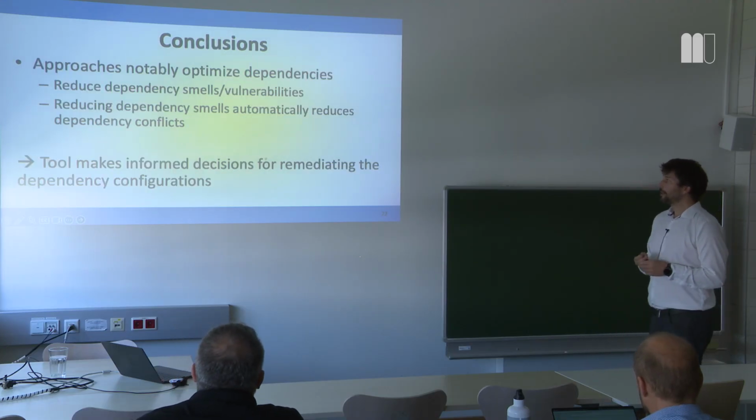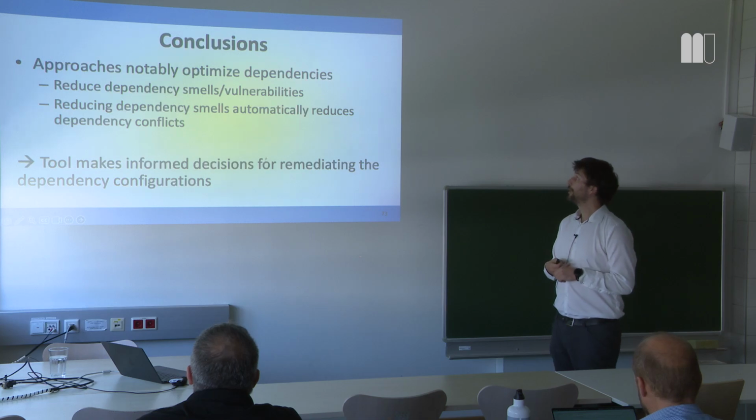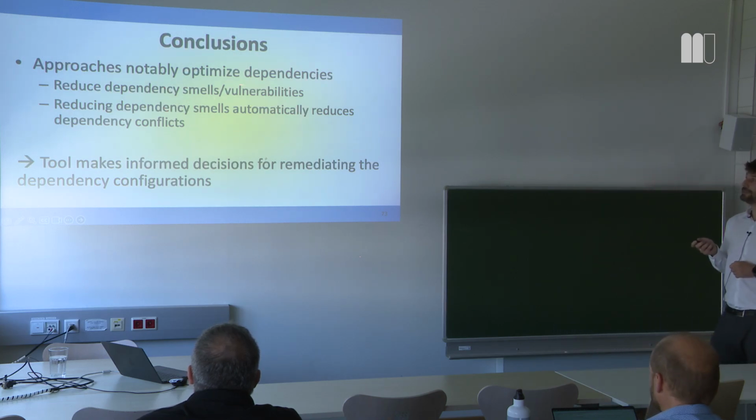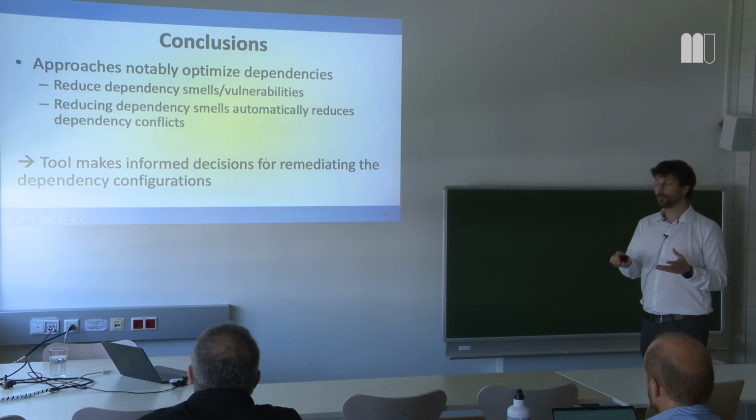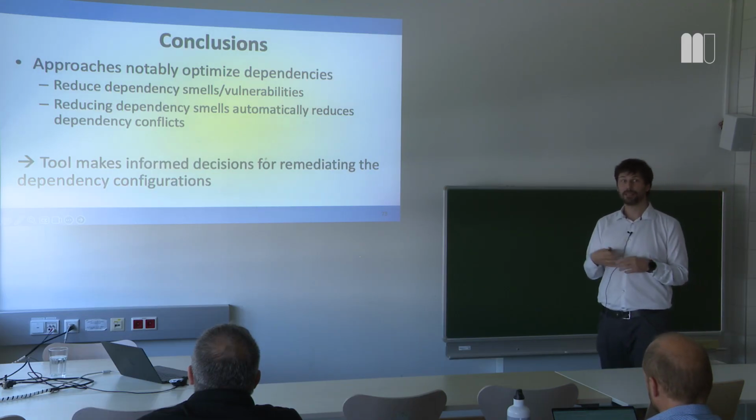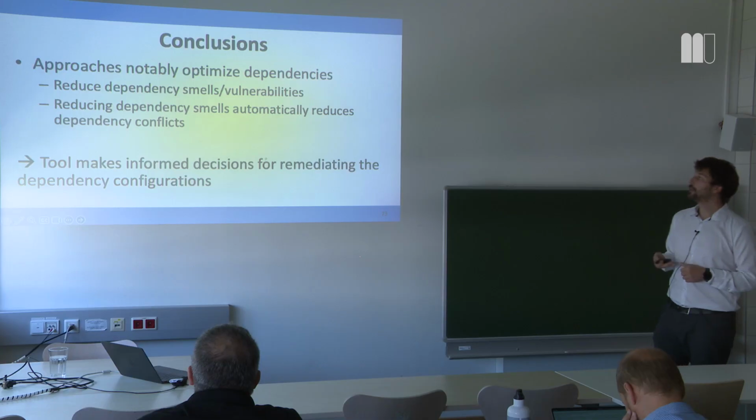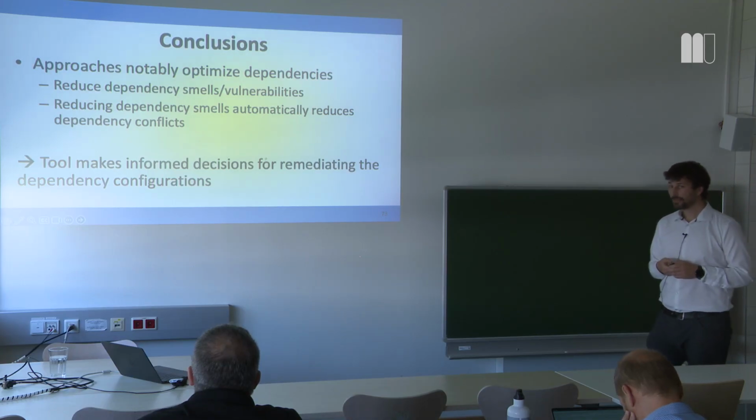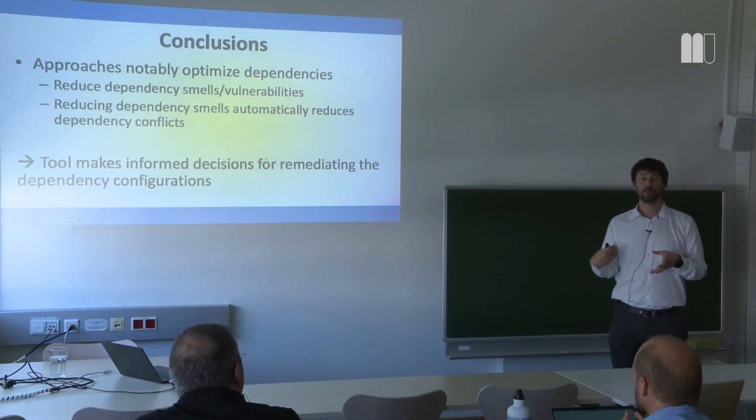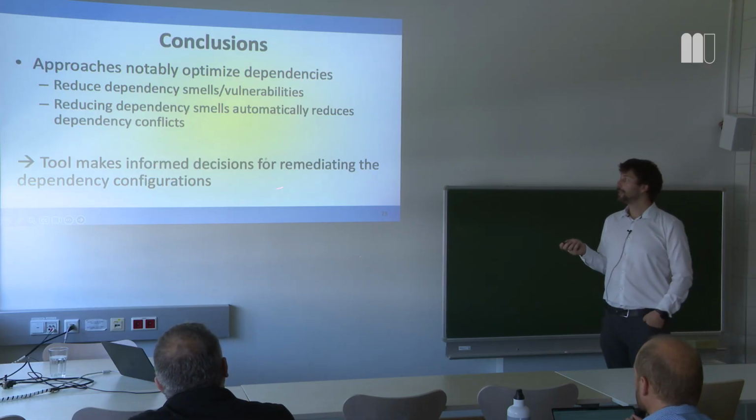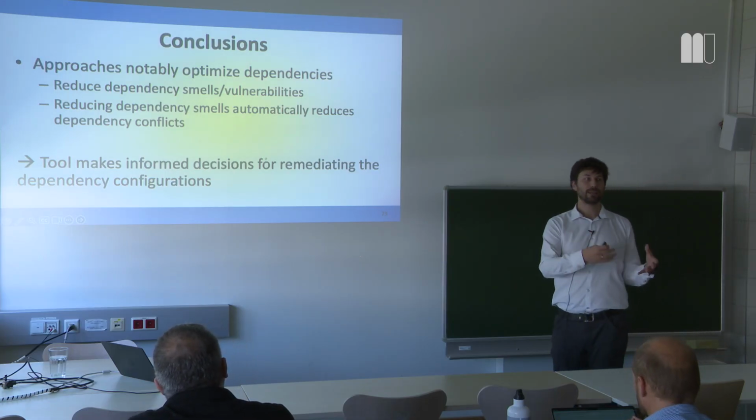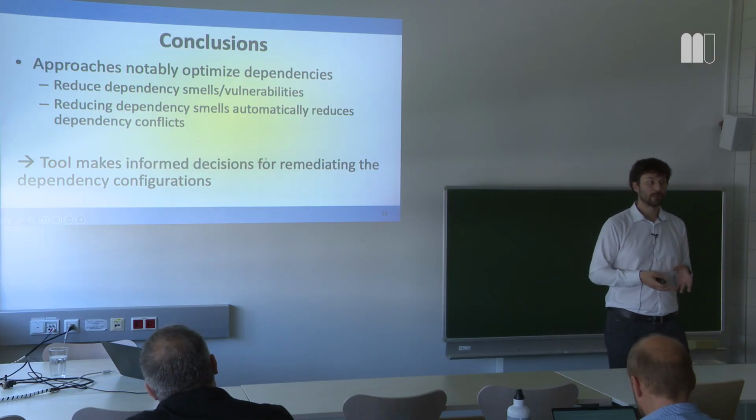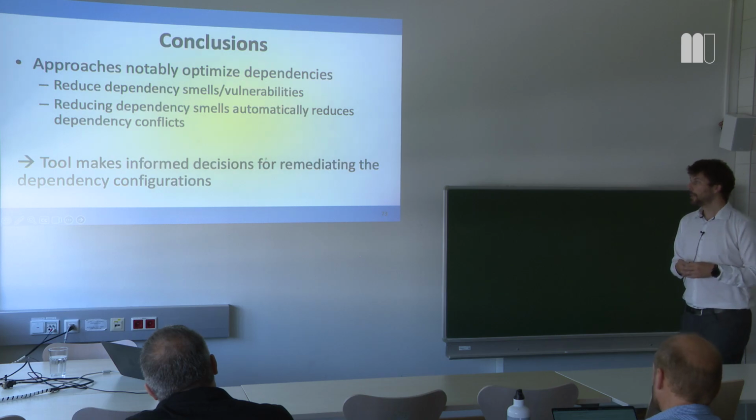So to conclude this part of my habilitation work, all of the approaches that we now saw notably optimize the dependencies in one or the other way. One approach does highlight all the problems, and the other even helps you to reduce all the dependency smells automatically and even dependency conflicts. What is really good for that, this is not a machine learning model that you just get a decision. You get an informed decision because you can trace back why this decision has actually been taken and why the dependency has been excluded or included. So you can trace that back pretty nice.